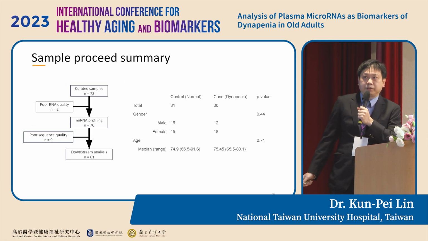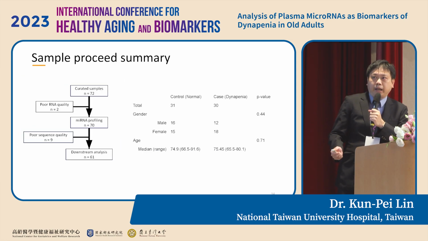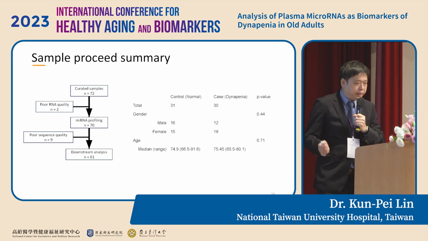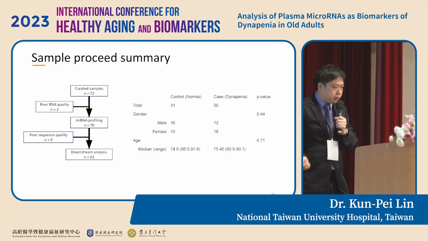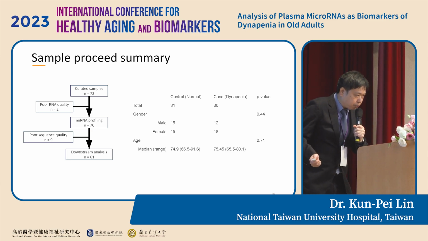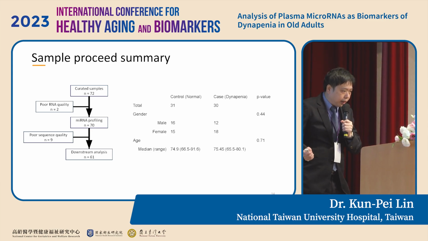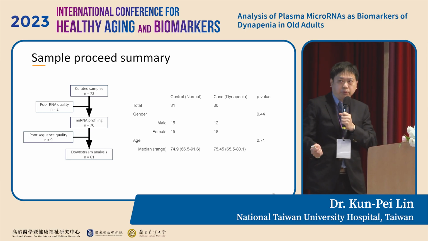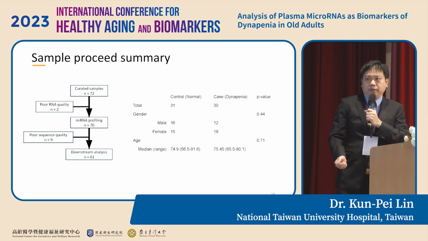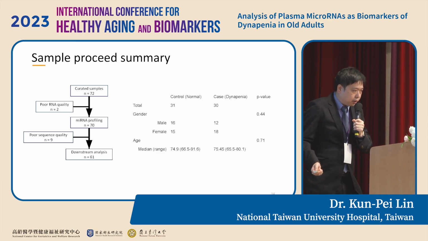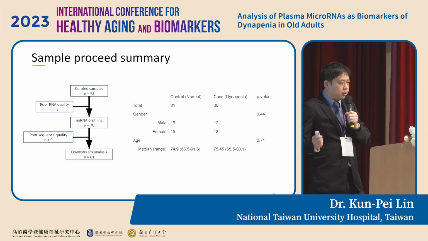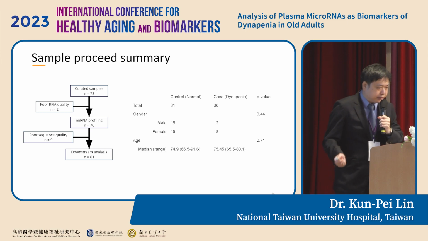This is our sample process summary. We had 72 participant samples curated, but 2 samples were excluded because of poor RNA quality, and 9 samples were excluded because of poor sequencing quality. So in the end, a total of 61 samples were collected for the downstream analysis.